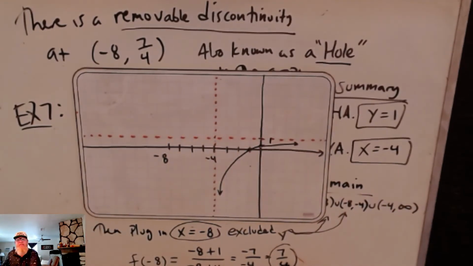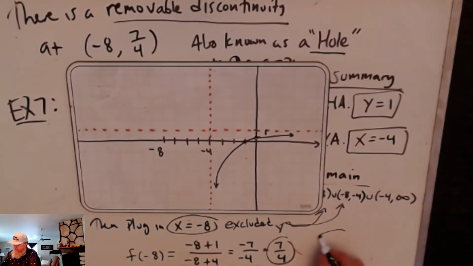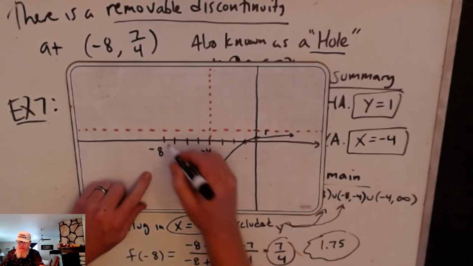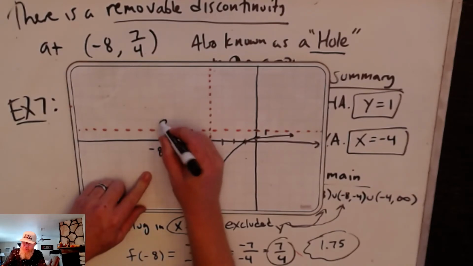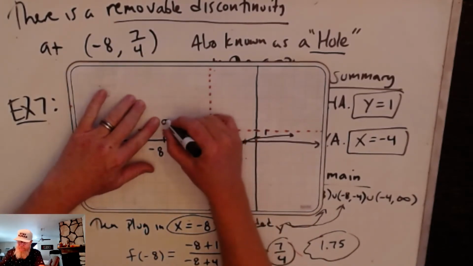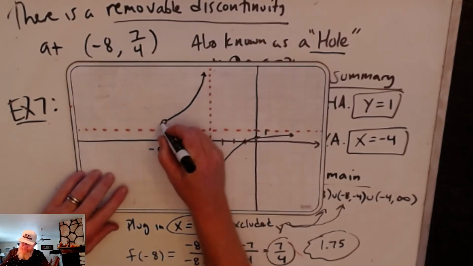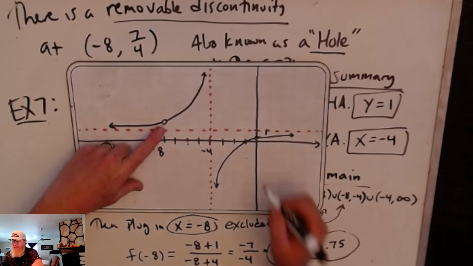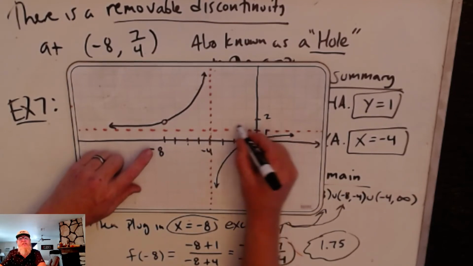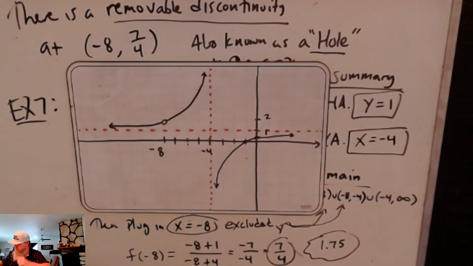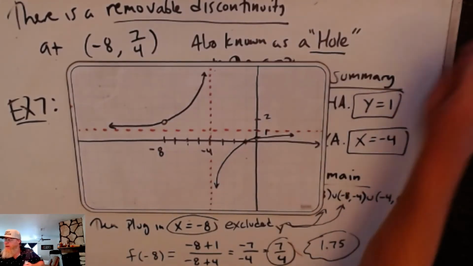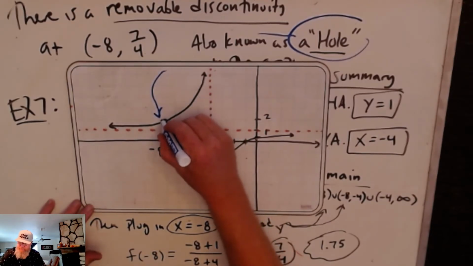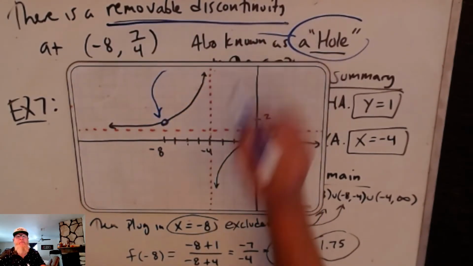So what is 7/4? 7/4 is, in your brain, you're thinking of 1 3/4. So right about here, there's a hole. And so the graph has a hole in it at -8 and 7/4. So 7/4 is just a little bit less than 2. It's 1 3/4. So there's your hole. And that's what we call a removable discontinuity.